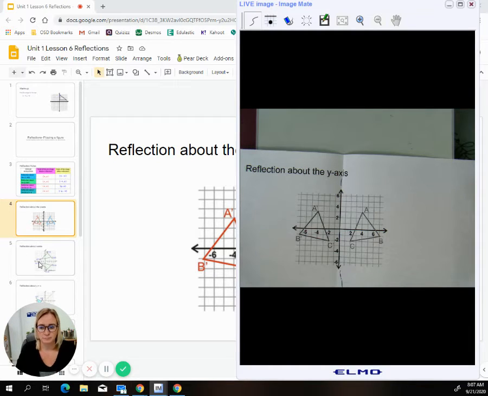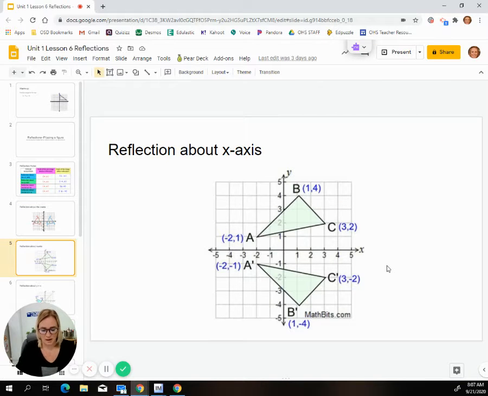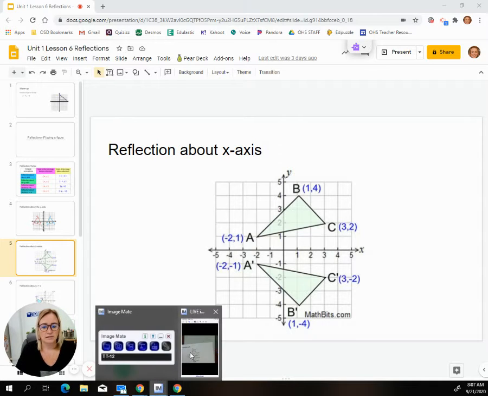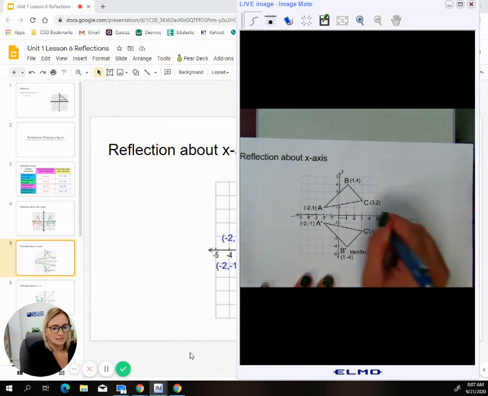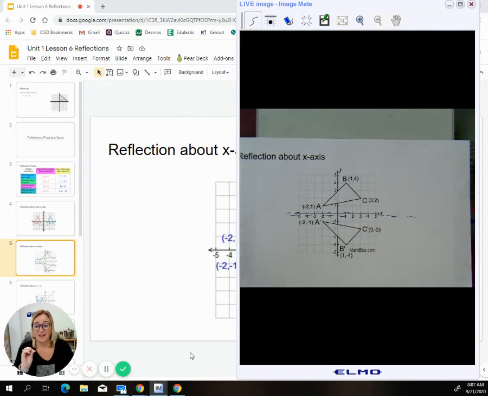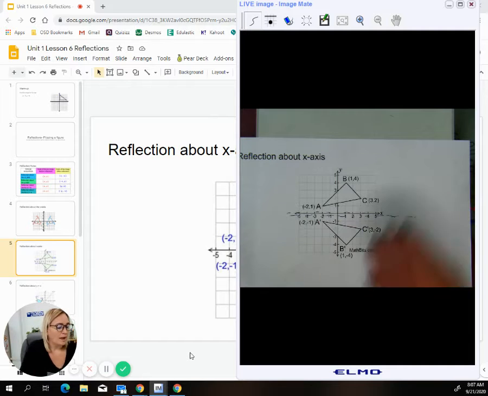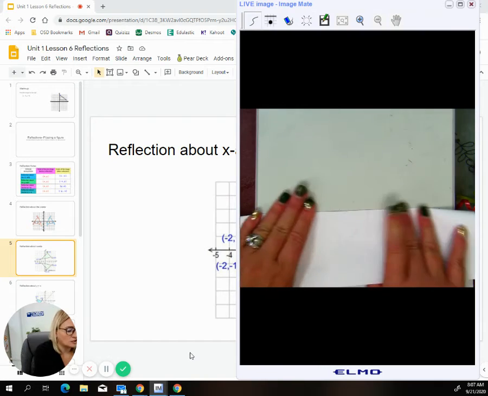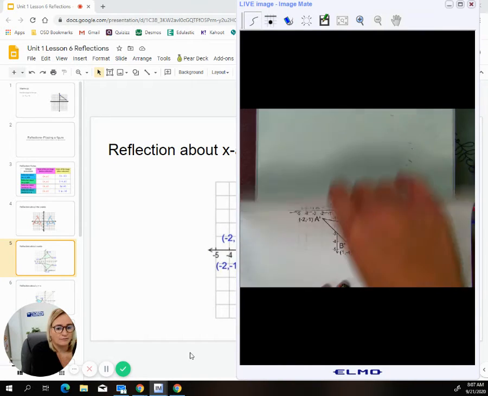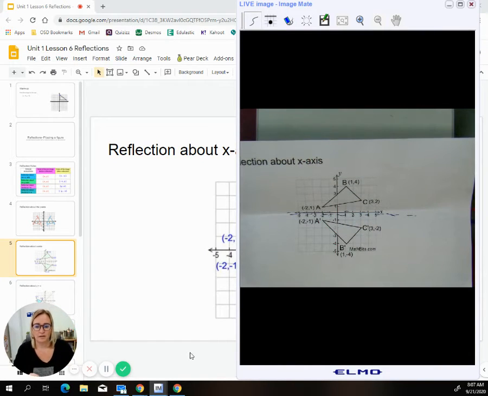The next one we're talking about is the x-axis. So the x-axis for us, again, is going to be going this direction. Okay, this is the x-axis. If you are unsure about the x and the y-axis, you need to get this figured out. So x-axis, again, means we're going to fold it on top of each other, and now we have a reflection over the x-axis.